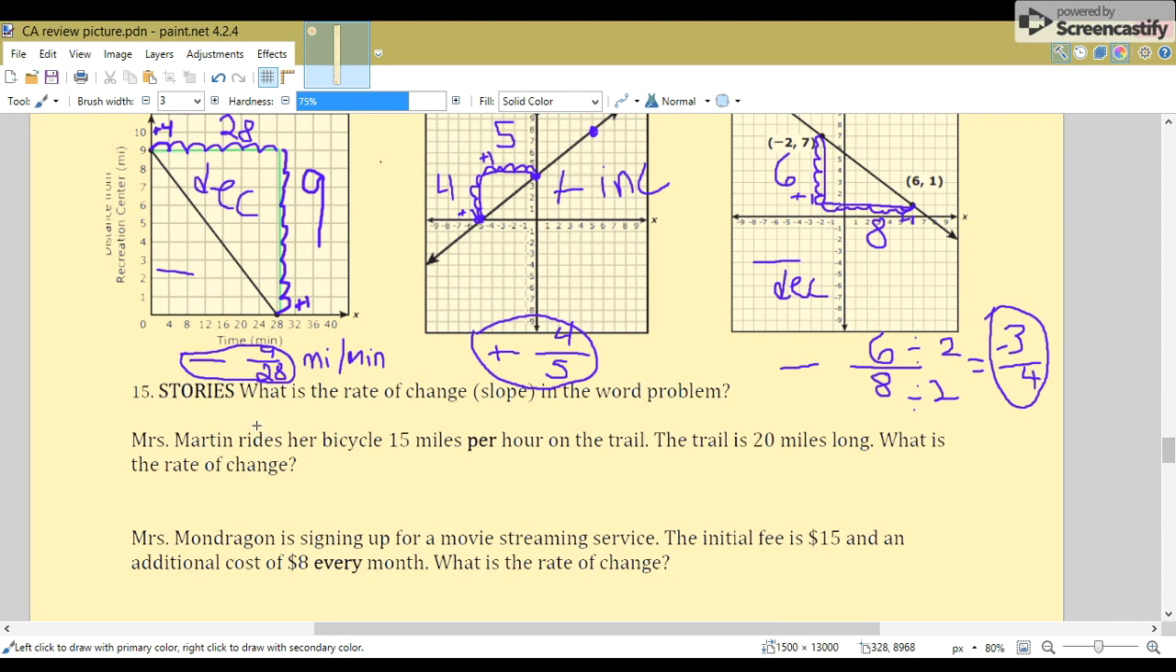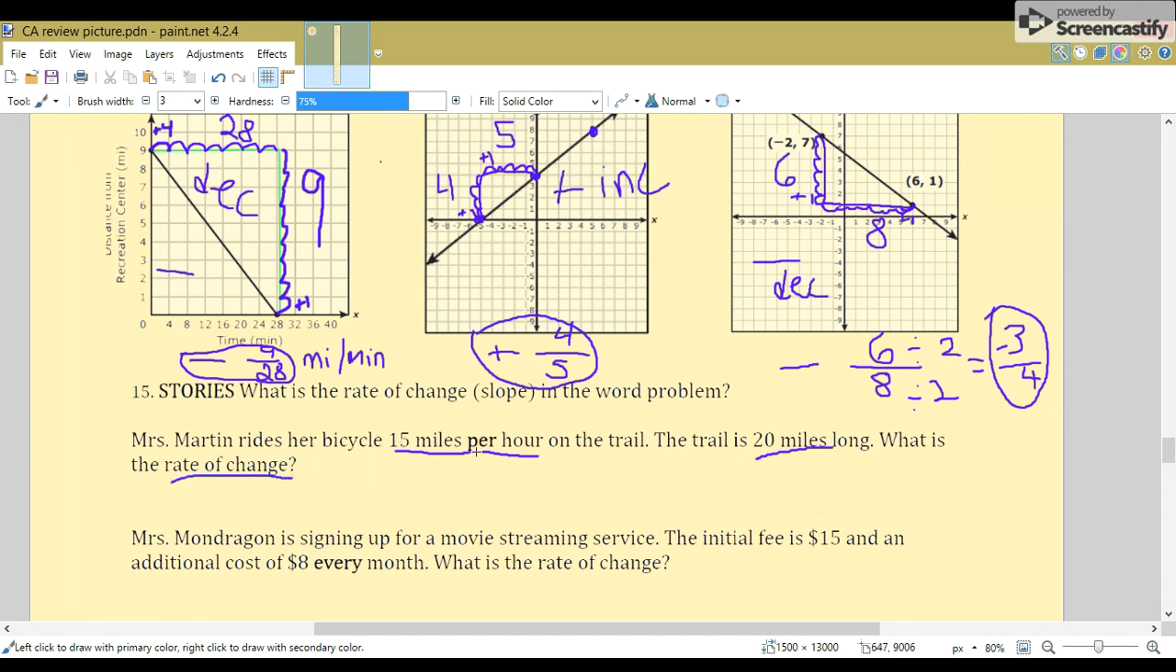Let's look at some word problems. 15. Stories. What is the rate of change, slope, in the word problem? Mrs. Martin rides her bicycle 15 miles per hour on the trail. The trail is 20 miles long. What is the rate of change?